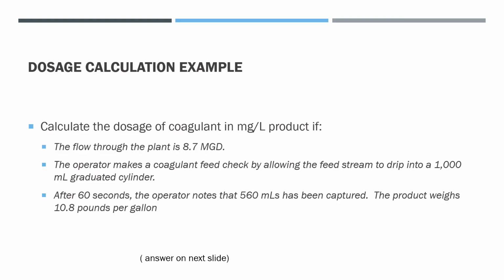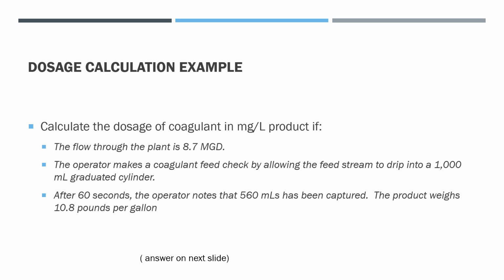Here's a coagulant dose example. Let's say the flow through the plant is 8.7 mgd. The operator makes a coagulant feed check by allowing the feed stream to drip into a 1,000 milliliter graduate cylinder. After 60 seconds, the operator notes that 560 milliliters has been captured. We know the product weighs 10.8 pounds per gallon. What's the dosage in milligrams per liter? And you'll find that on the next slide.